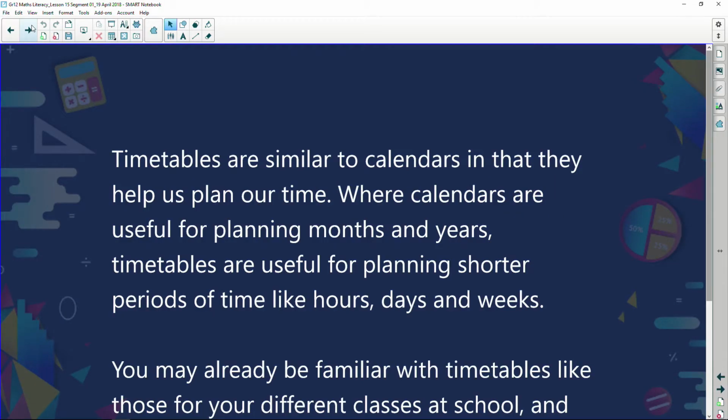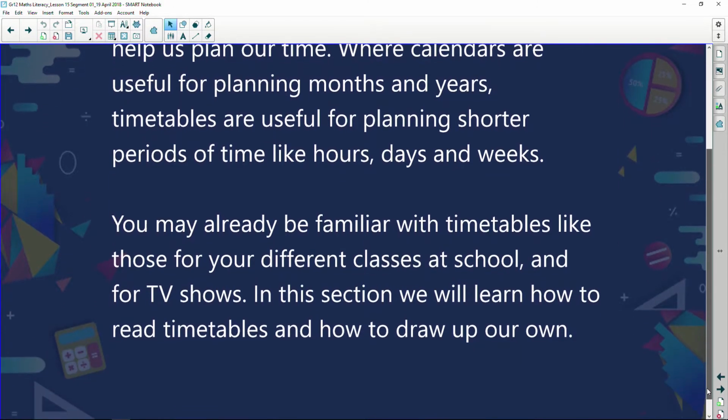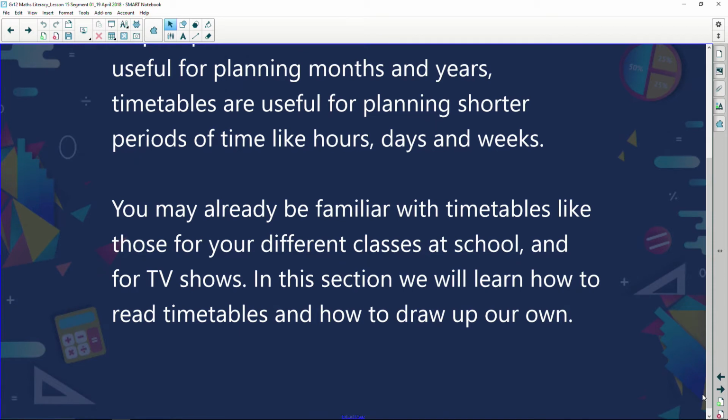Timetables are similar to calendars in that they help us plan our time. Where calendars are useful for planning months and years, timetables are useful for planning shorter periods of time, like hours, days, and weeks. You may be familiar with timetables like those for your different classes at school and for TV shows. In this section, we'll learn how to read timetables and how to draw up our own timetable.